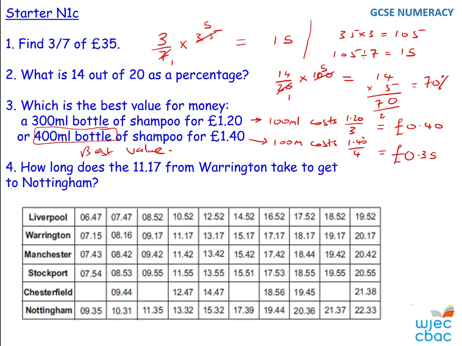How long does the 11:17 from Warrington take to get to Nottingham? So first we've got to find, there's Warrington. And we're going all the way to Nottingham. So the train we're looking for is this one, 11:17, and it arrives in Nottingham at 13:32. So we're looking for how much time it's going to take to get from Warrington to Nottingham. So if we start at 11:17, I'm going to go up to 1200 hours. How many minutes is that?